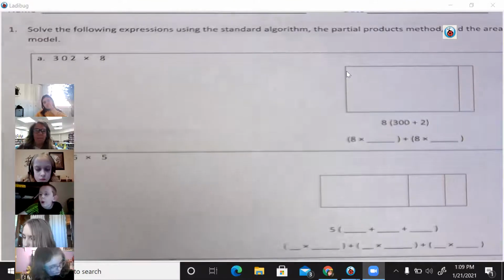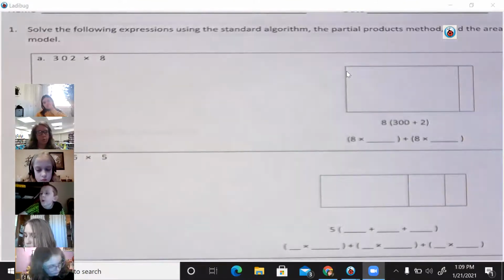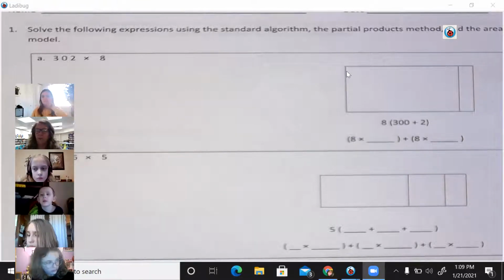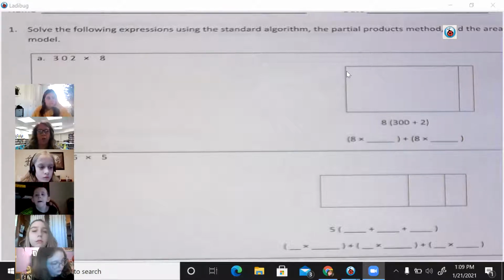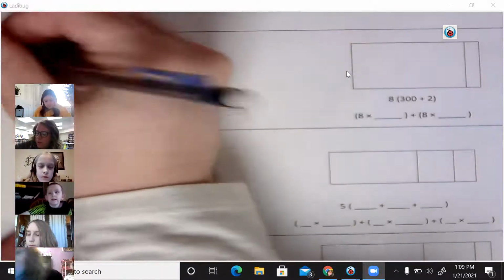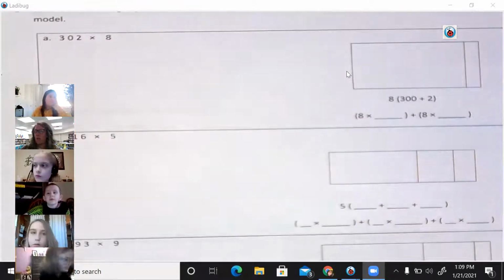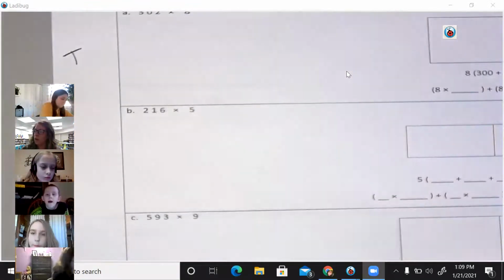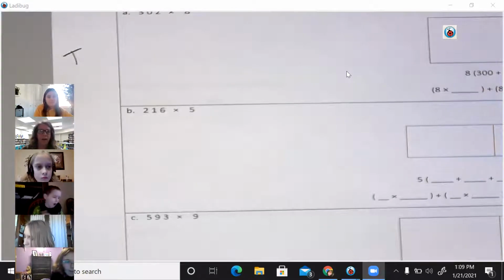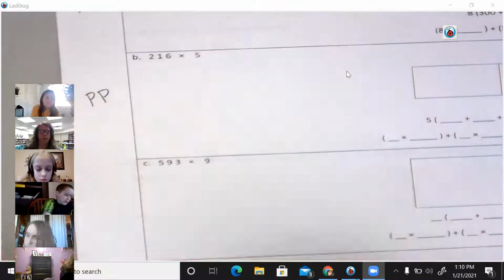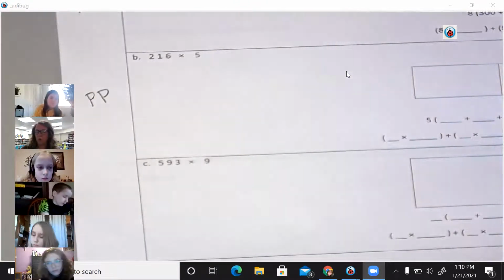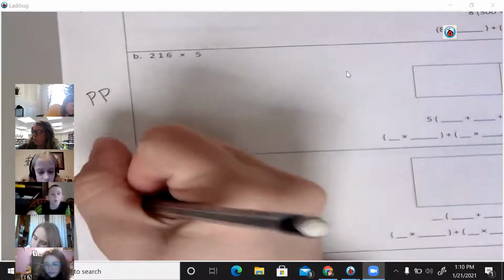We have letter A, B, and C. We're going to use one method for each of these together. Ilea, for letter A, do you want us to use standard, partial products, or the area model? You pick. Standard. Okay, I'm going to put T for traditional. Tessa, what do you want to use for letter B? Partial products. Okay, by letter B you're going to put 2 capital P's for partial products, which leaves us with the area model for C.